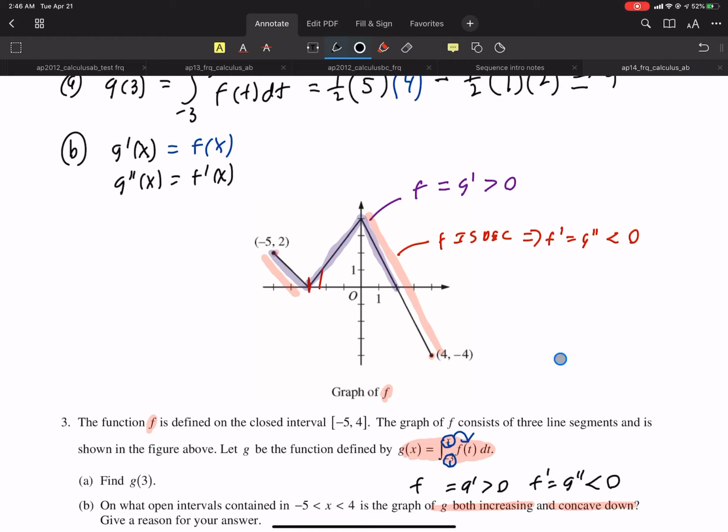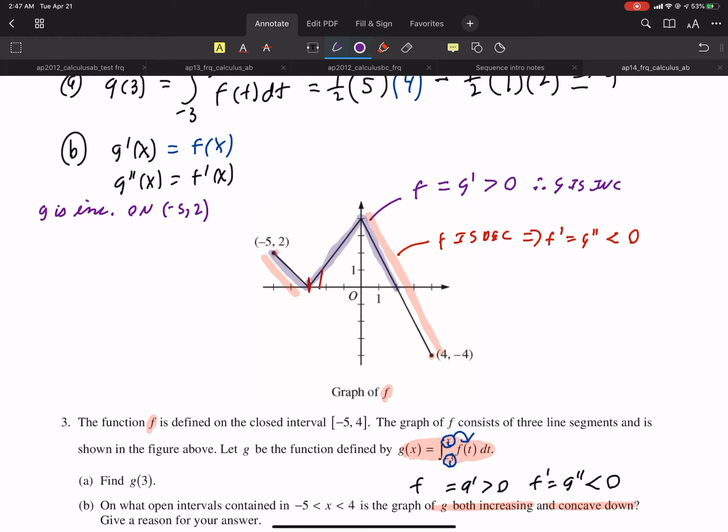So let's look at this. I'll actually give you the logic over here. So therefore, G is increasing on this region. So that's what I'm going to say. G is increasing on the interval from -5 to 2.